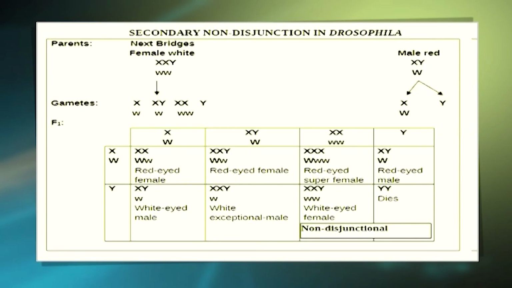Due to secondary non-disjunction, the female produces 4 types of eggs. When these ova are fertilized by normal sperms of red-eyed male, 8 types of offspring are produced. The XX egg fertilized with Y sperm gives an XXY white-eyed non-disjunctional female. The Y egg by the Y sperm gives a zygote which is not at all viable.